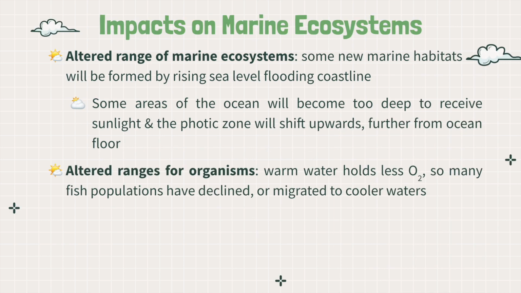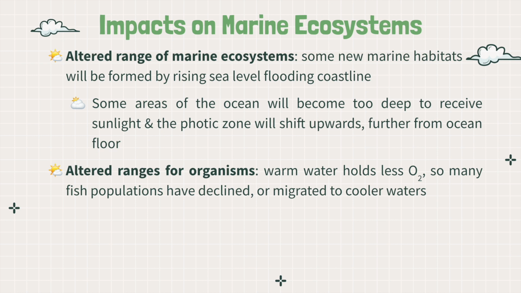Impacts on marine ecosystems. So we can have altered range of marine ecosystems. Some new marine habitats will be formed by rising sea level flooding the coastline. Some areas of the ocean will become too deep to receive sunlight, and the photic zone will shift upwards further from the ocean floor, and this throws a ton of organisms outside their range of tolerance for sunlight.